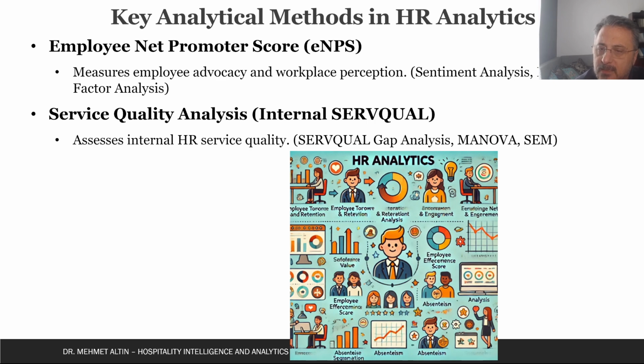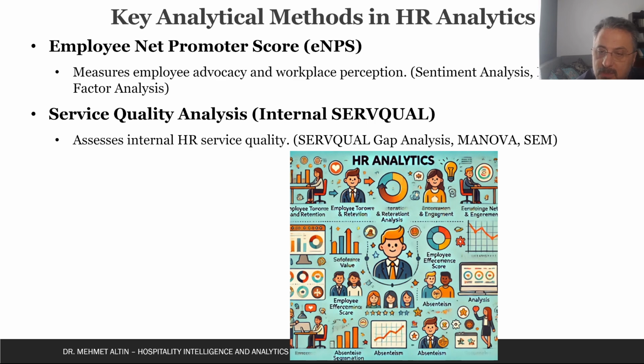And lastly is the service quality analysis, what we call internal SERVQUAL, similar to customer analytics, but internal. Internal SERVQUAL analysis evaluates how HR policies, training programs, and management practices affect guest satisfaction. Using SERVQUAL gap analysis and structural equation modeling, HR can assess whether employees feel adequately supported in delivering high quality services. If data reveals that frontline employees lack confidence in handling guest complaints, HR can introduce targeted training to enhance service recovery skills.